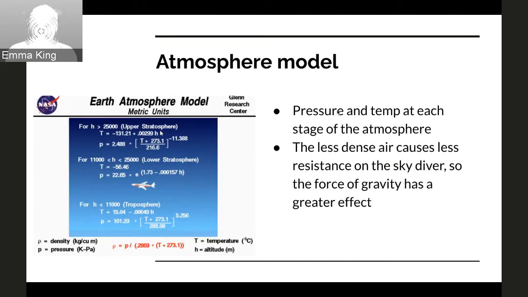So the main thing we have to think about is the fact that less dense air is easier for stuff to fall through. So there's not as much drag force pulling him up. That causes him to move faster, because then there's nothing resisting the force of gravity pulling him down.